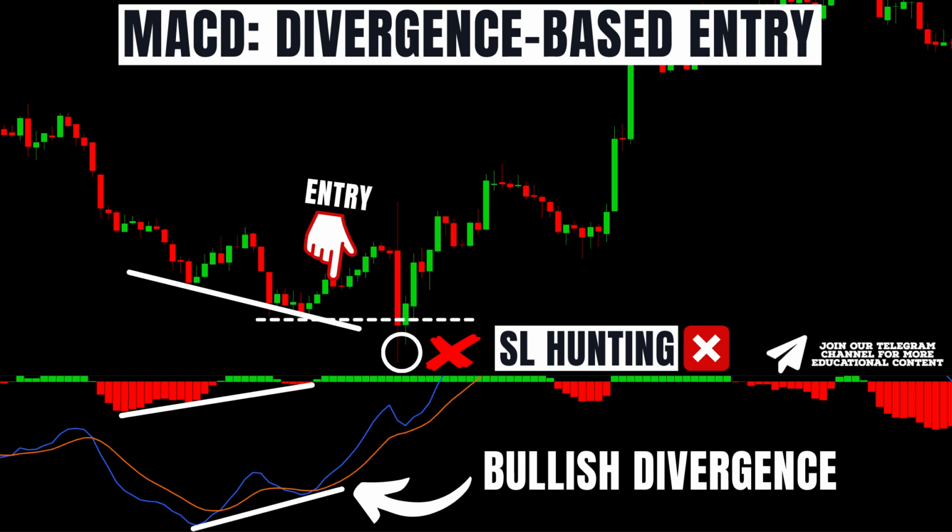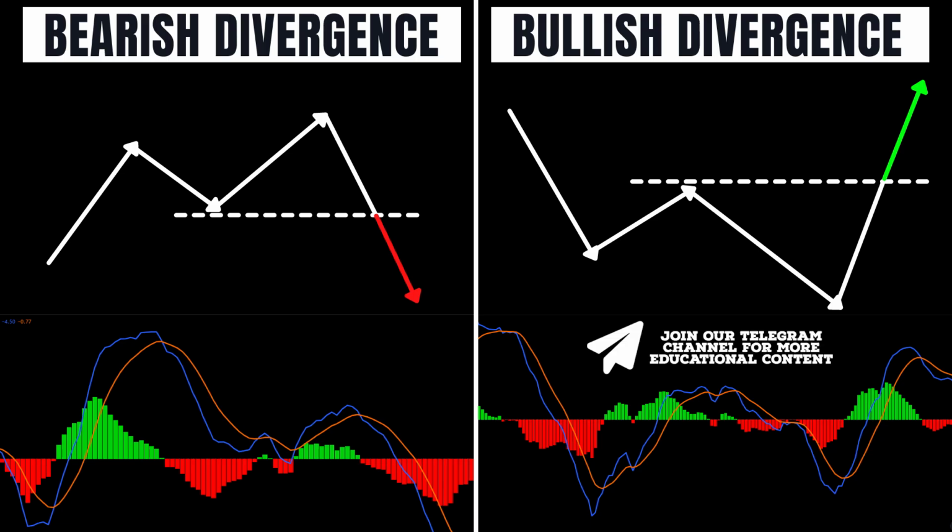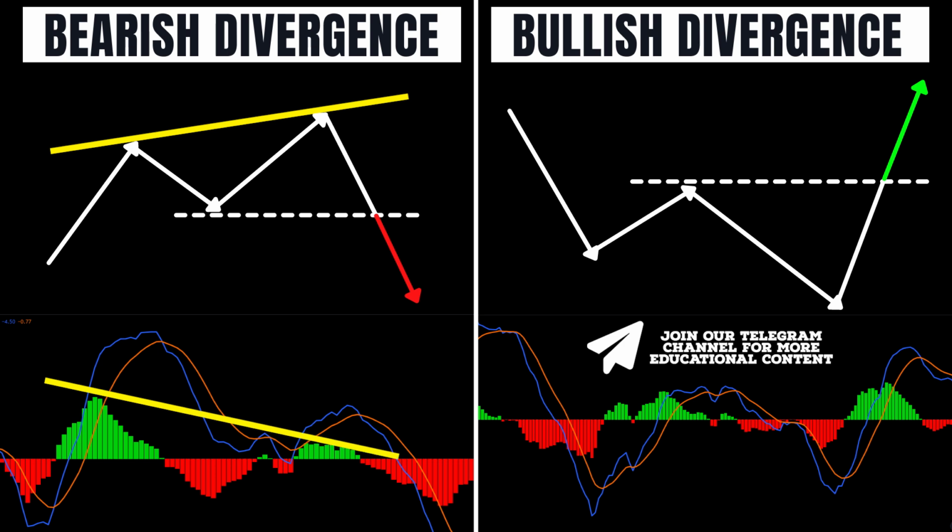With that, in today's video, you will learn how to use it properly, thus taking your trading to the next level. So, let's move to the next topic. The bearish MACD divergence occurs when the price action forms a higher high, while the MACD histogram forms a lower high. This shows us early signs of trend exhaustion and gives a bias to trade short.